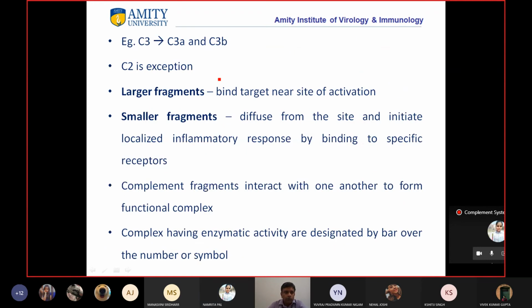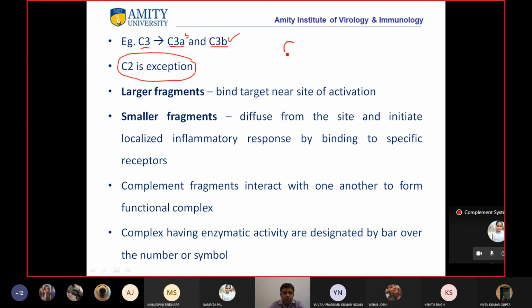Okay. So as I said, if you take the example of C3, when it is cleaved, it becomes C3A and C3B. So students, in this, which is the bigger fragment? C3B. So this is the bigger fragment and this is the smaller fragment, right? But C2 is an exception. What does that mean?